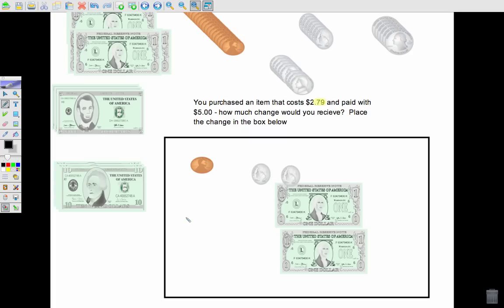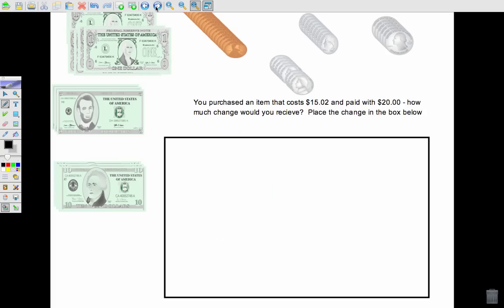The final step, remember, is to count my money that I have left, or the money that I've gotten back as change. I start with dollars, so I have $2. Then I go to my dimes. I have 2 dimes, so that's 20 cents. And finally, pennies. There's only one, so that's $2.21.